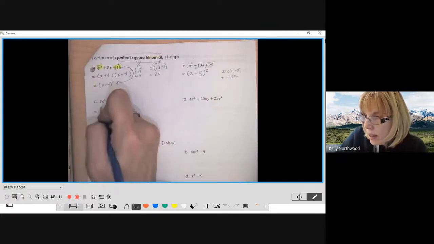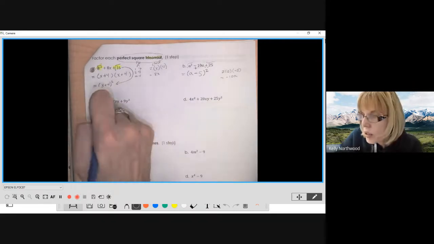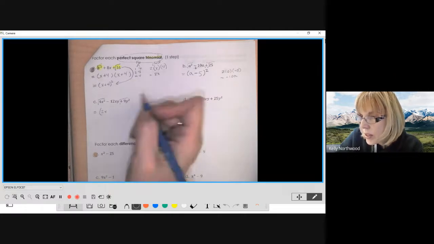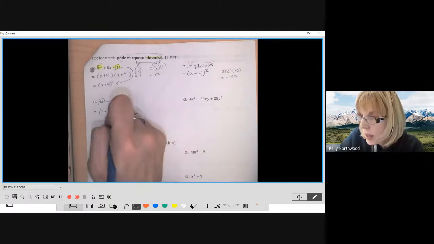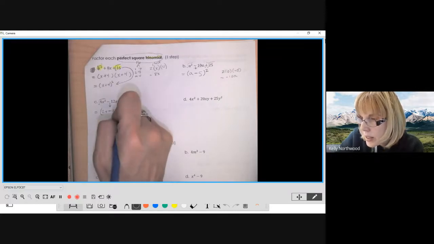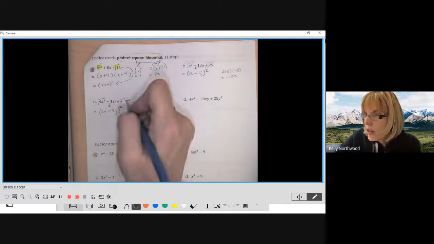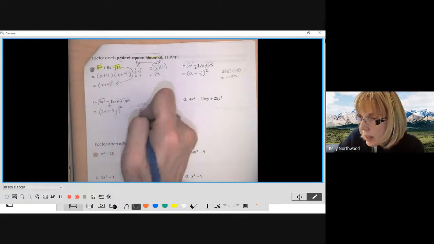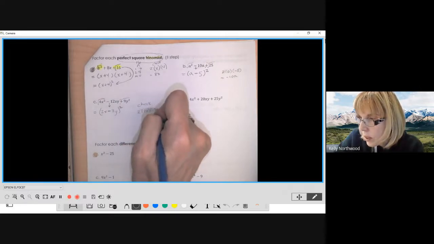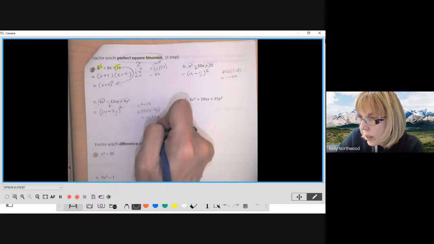This one, so 4x squared is a perfect square because if you take the square root, you get 2x. 9y squared is a perfect square because if you take the square root, you get 3y. The sign from the middle goes in the middle and it's squared. There's 2 of them. And then the check would be that 2 times 2x times -3y ends up giving you the middle term, -12xy.